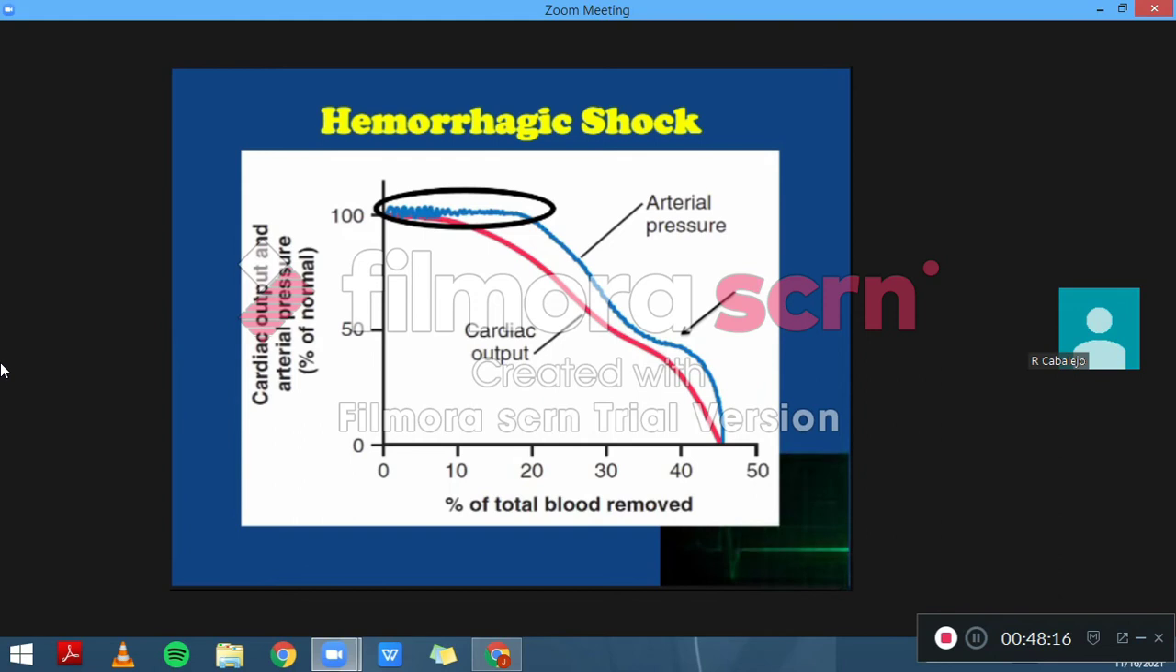So remember your formula. Your blood pressure is cardiac output times total peripheral resistance. Cardiac output is stroke volume times heart rate. So at around 50 millimeters mercury, there is a second plateau. This one results now from activation of your CNS ischemic response.